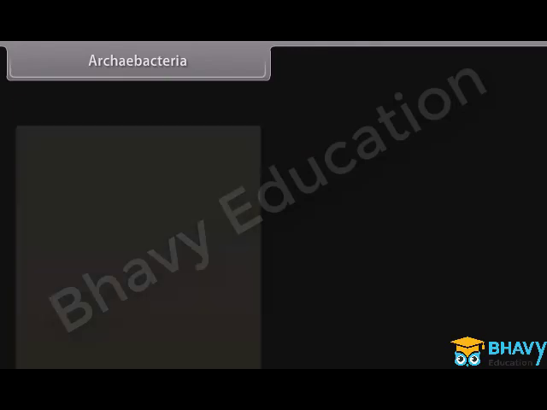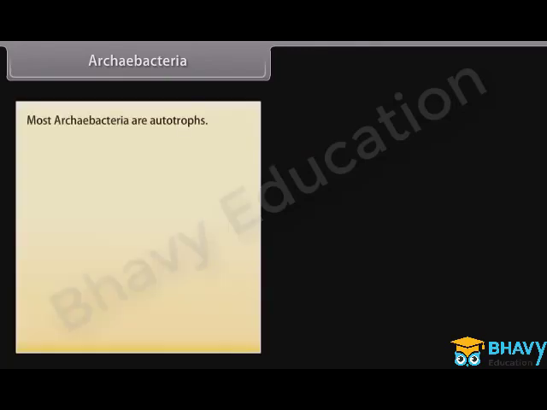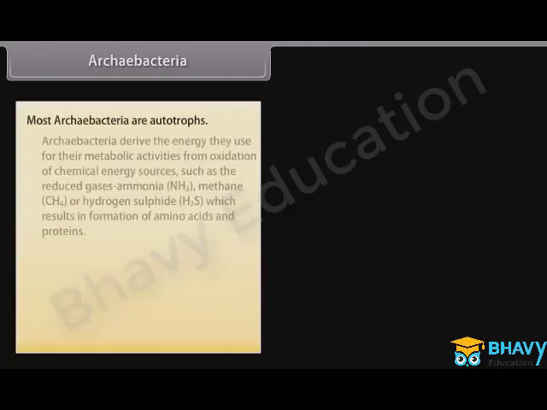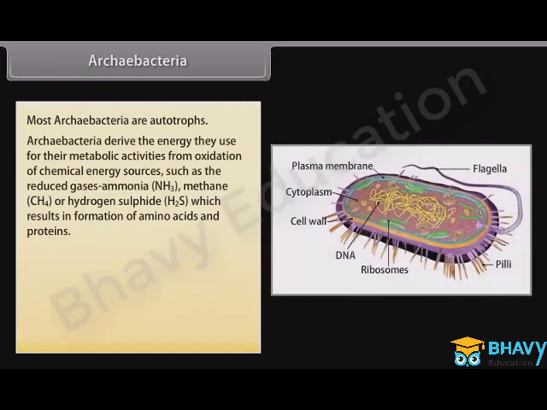Archaebacteria. Most archaebacteria are autotrophs. Archaebacteria derive the energy they use for their metabolic activities from oxidation of chemical energy sources such as the reduced gases ammonia NH3, methane CH4, or hydrogen sulfide H2S, which results in formation of amino acids and proteins.